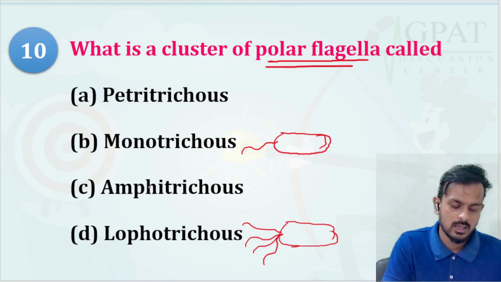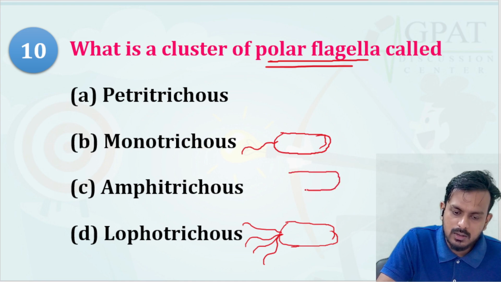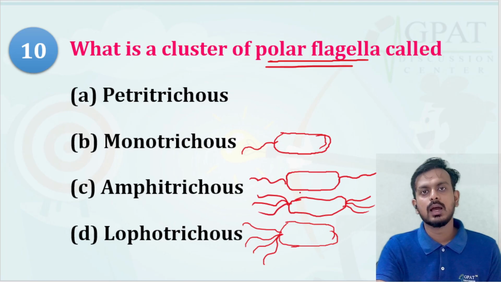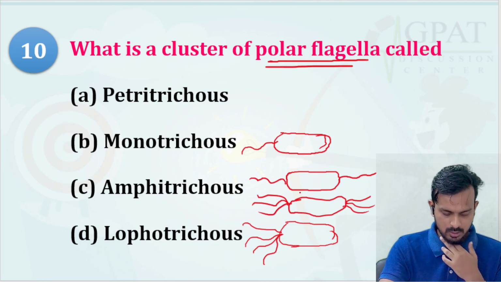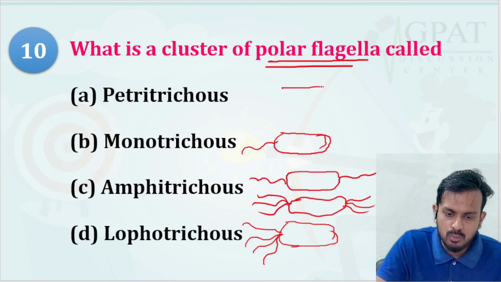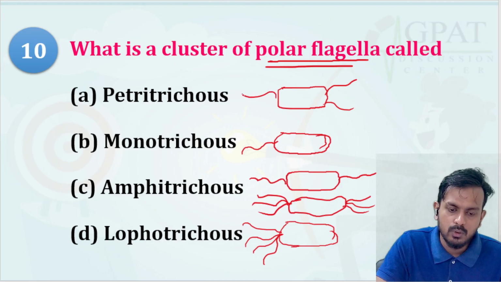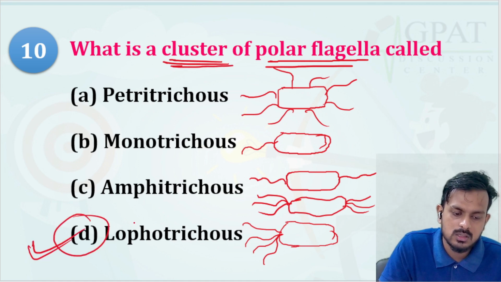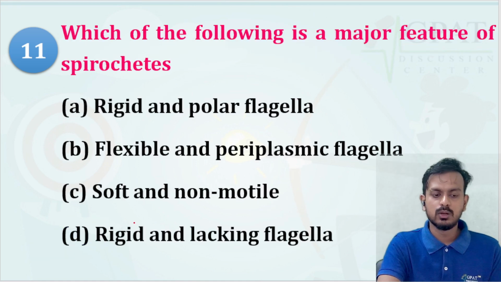Amphitrichous means there is either a single flagellum at both ends, or a group of flagella at both ends. That is amphitrichous. And what is peritrichous? Peritrichous means flagella all over the body. So our question is cluster of polar flagella. So that's why lophotrichous is the correct answer. Okay, moving to the next question.